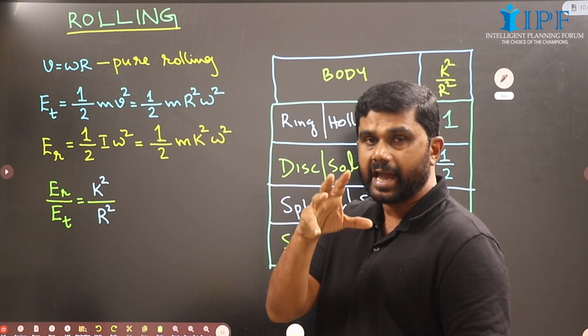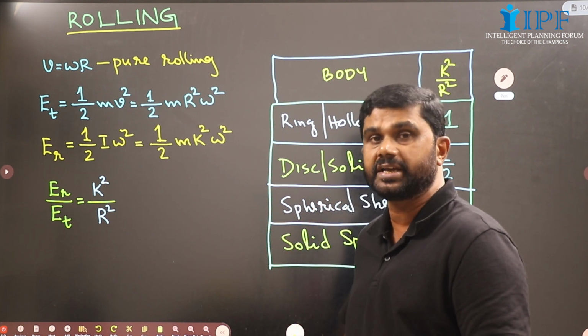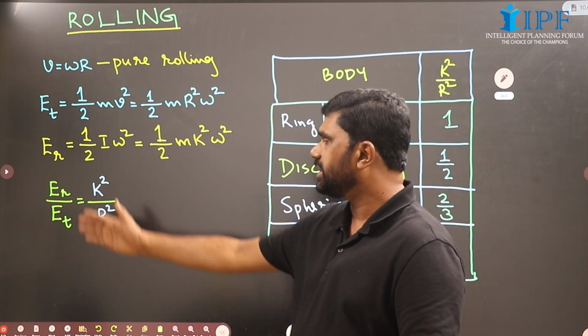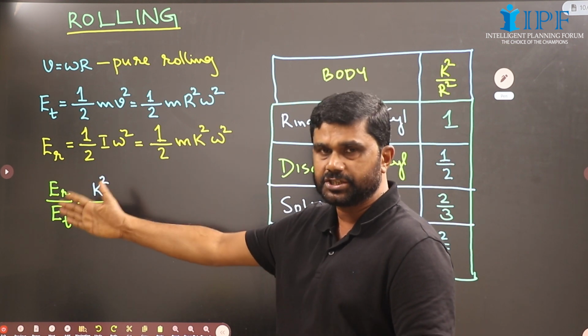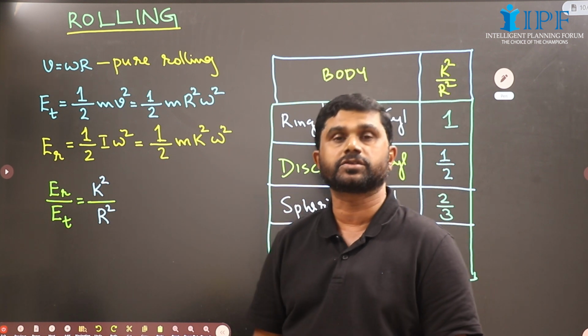That I can be replaced by mk square, where k is called the radius of gyration. Okay, half mk square. So if you find the ratio of rotational kinetic energy to the translational kinetic energy, you will get k square over r square.